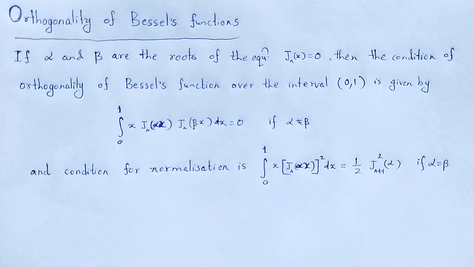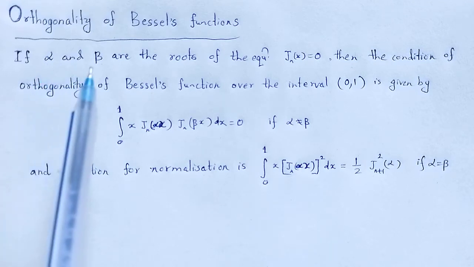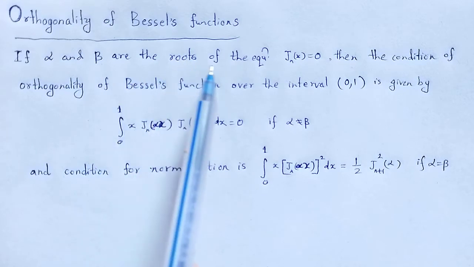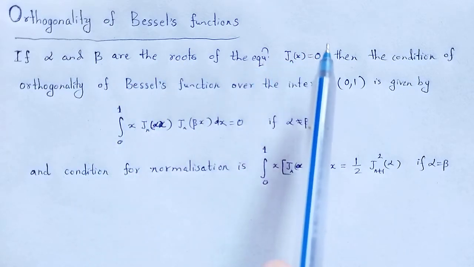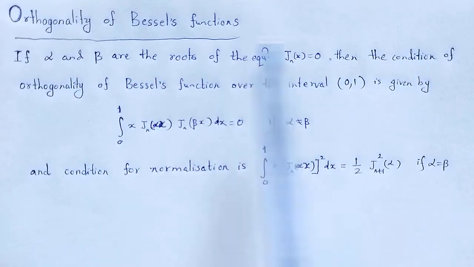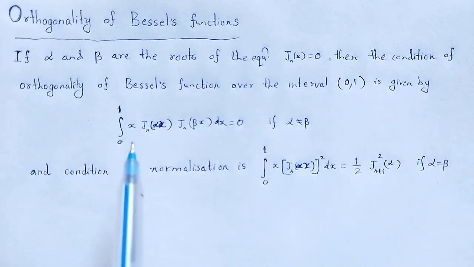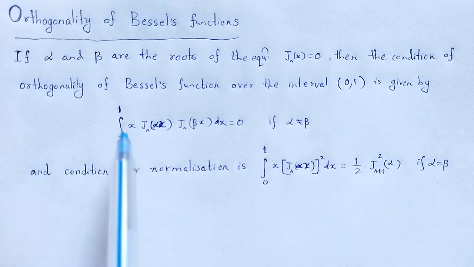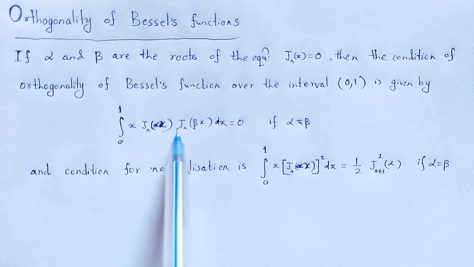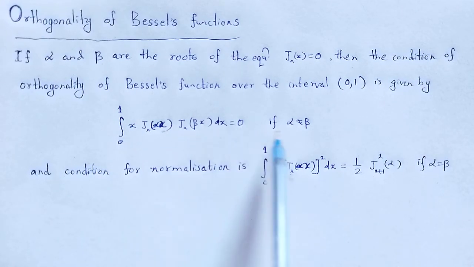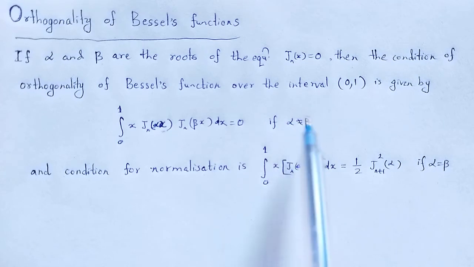In this video, we are going to discuss orthogonality of Bessel's function. Let's begin. If alpha and beta are the roots of the equation Jn of x is equal to 0, then the condition of orthogonality of Bessel's function over the interval 0 to 1 is given by integration from 0 to 1 of x Jn(alpha x) Jn(beta x) dx is equal to 0. What is that condition? When alpha is not equal to beta.